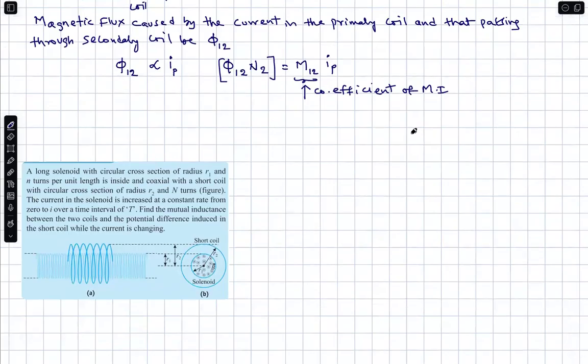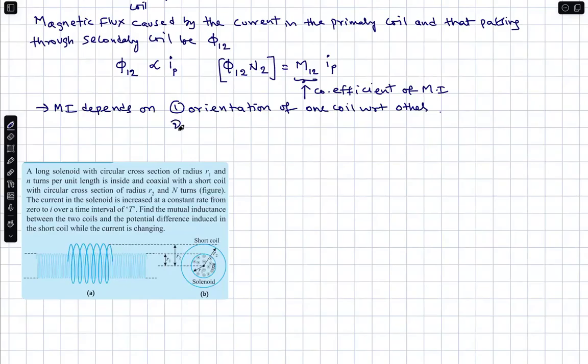Remember, mutual inductance depends on, number one, the geometry or orientation of one coil with respect to the other. That is one factor, a geometry factor. Two, the number of turns in the secondary coil.